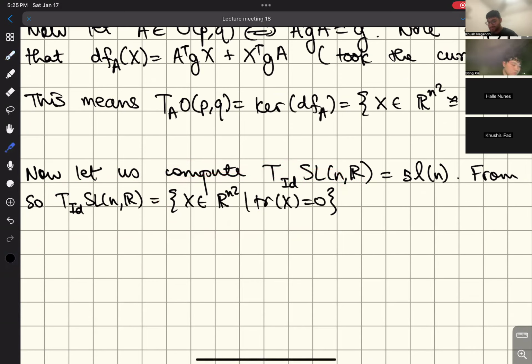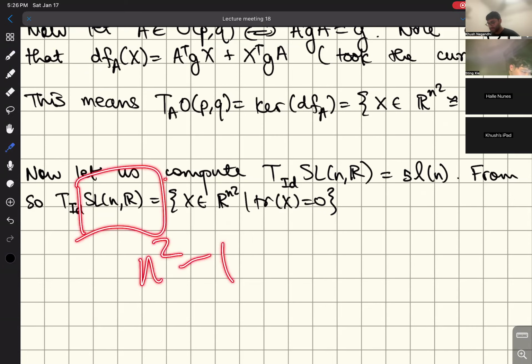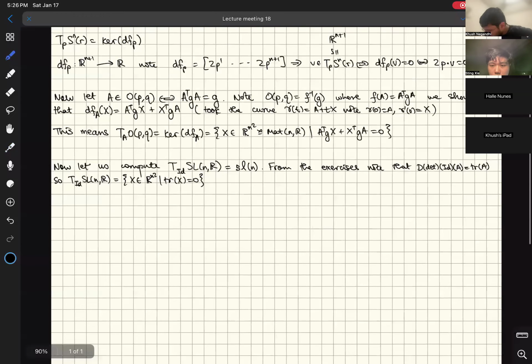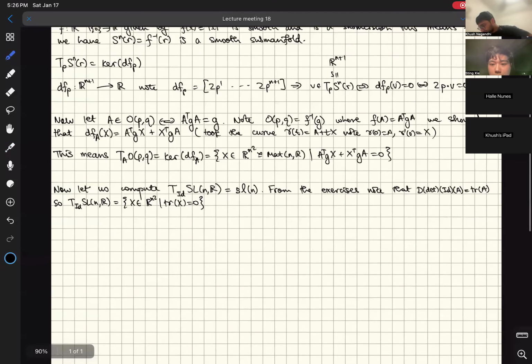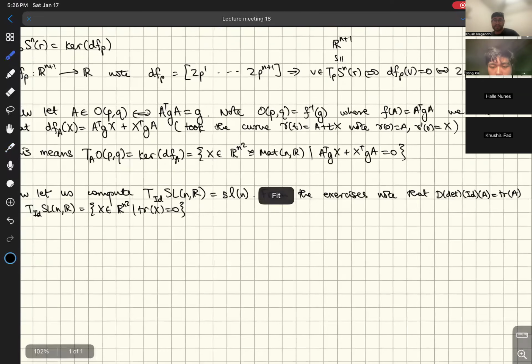You could also just use the fact that SLNR has dimension n squared minus 1 to get that this thing has dimension n squared minus 1. But I want you to actually check it, because we know the dimension of this. Okay, so I've just computed the tangent space at identity for SLNR.